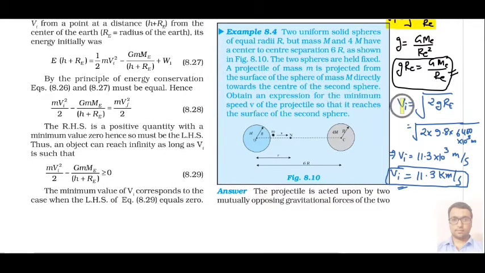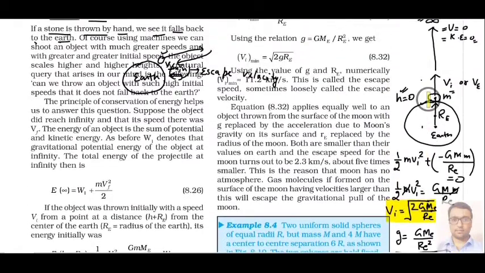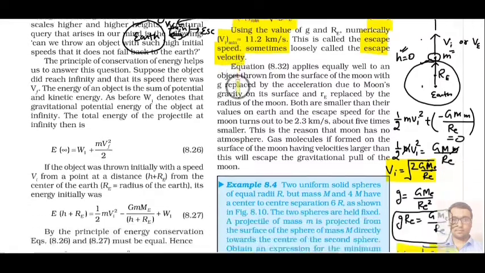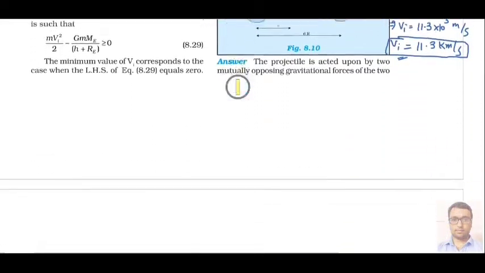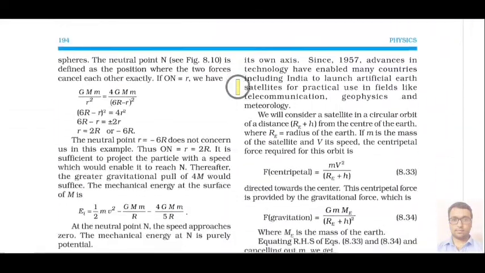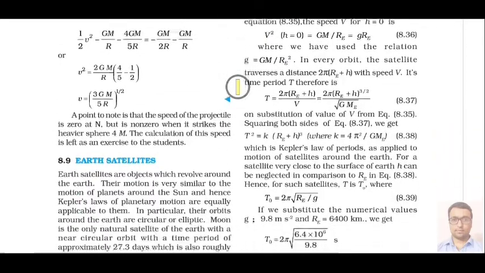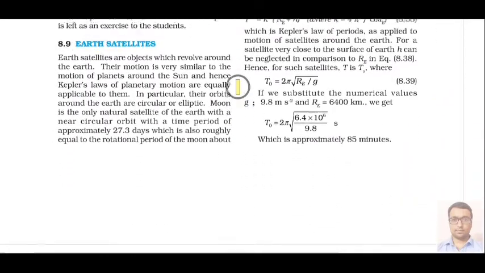So here you can see that we have got this expression for Vi, and this is given in your book. You can find equation 8.3, that is Vi minimum, that is under root 2g Re, where Re is the radius of the earth. By putting all these values you will get Vi minimum, that is 11.2 kilometer per second, and this is called your escape velocity. For more detail you can read it from your NCERT book also. After that we will go for the next topic, that is Earth satellite.